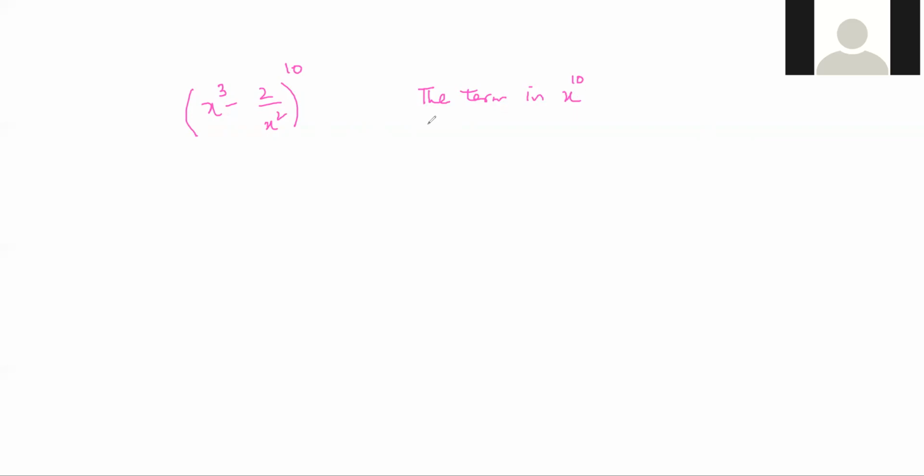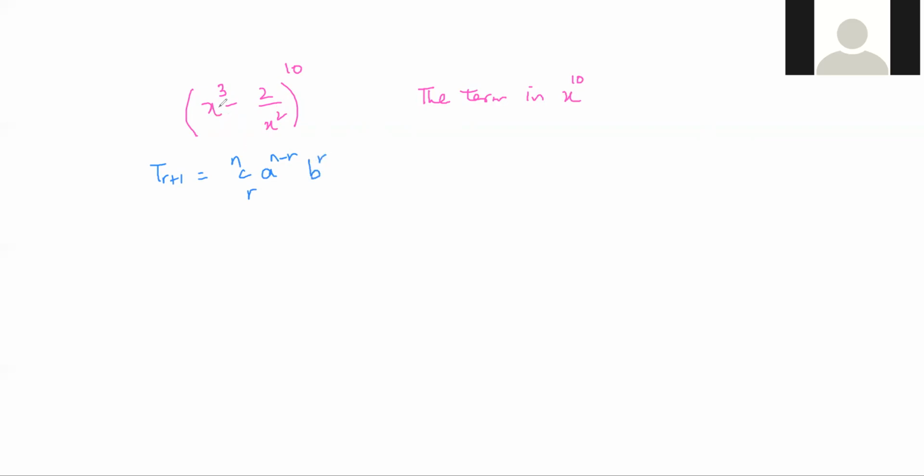Now, some people don't learn this formula and they just expand all of it, and then they say, look, this term has the power 10. But we shall be learning the formula. Now, the formula is that it is T(r plus 1), that is nCr, a raised to power n minus r and b raised to power r.